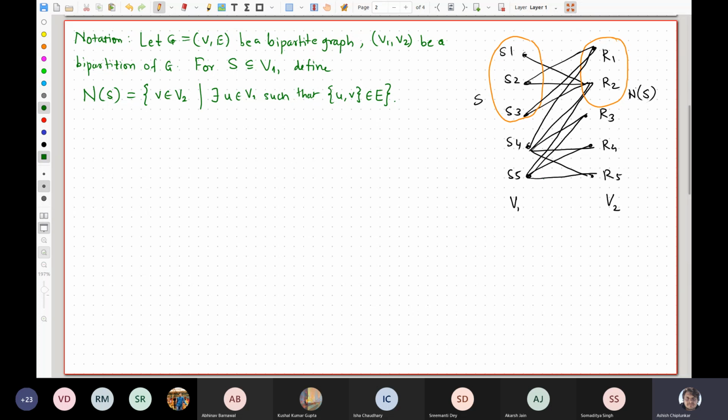Okay, so if this is your S, then this is your N of S. If S is some subset of students, N of S is the set of rooms with the property that at least one student is interested in that room. So a room is in N of S if and only if there exists some student in S who is willing to take up that room.